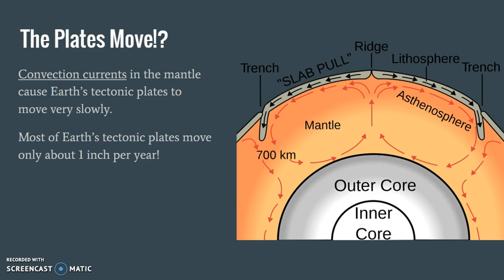The convection currents in the mantle cause Earth's tectonic plates to move very, very slowly. This is not happening fast. It's not like boiling water. Remember, this stuff is very thick. Most of Earth's plates move only about 1 inch per year. So you don't even feel it. Occasionally you feel it with an earthquake, but not very often.